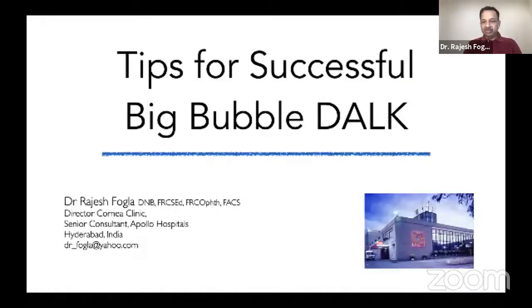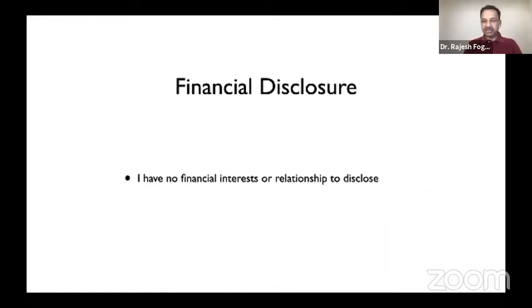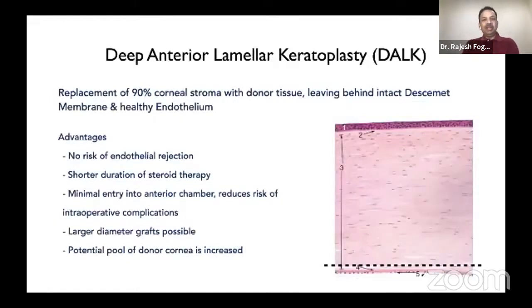Now, when we talk about big bubble DALK, I have no financial interest to disclose. Deep anterior lamellar keratoplasty is a surgical technique wherein you replace 90% of the corneal stroma with donor tissue, leaving behind the healthy, intact Descemet membrane and the endothelium of the host. The biggest advantage is that there is no risk of endothelial rejection, so you need to use steroids for a shorter duration. The surgery is performed in a closed chamber, which reduces the risk of intraoperative complications compared to full thickness penetrating keratoplasty. Because the risk of rejection is low, you can do much larger diameter grafts. And also the availability of tissue from the eye bank is much easier because you're not looking at very high cell counts.